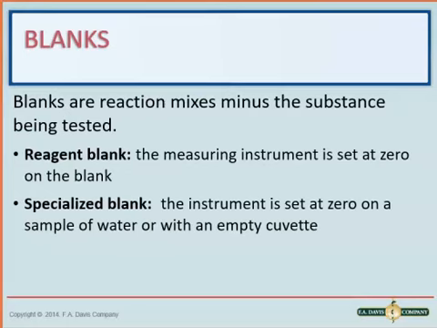We have a reagent blank and we have a specialized blank. A reagent blank is measuring the instrument as it is set to 0 on the blank. We have all components of the solution in the blank except for the substance that we're trying to measure. In a specialized blank, the instrument is set to 0 on a sample of water or even maybe an empty cuvette. Remember, the cuvette is the little sample container. Some we just use water, some we use distilled water as our blank, or again just the empty cuvette.